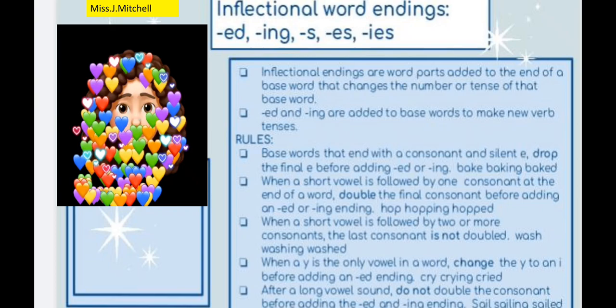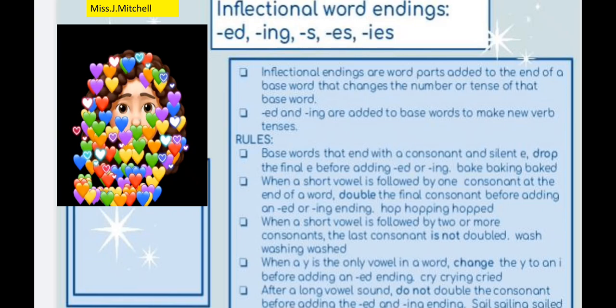Rule 2. When a short vowel is followed by one consonant at the end of a word, double the final consonant before adding an ed or ing. Example, the verb hop. You would have to double the final consonant, which is P, and it is spelled hopping. When the ed is added, you also double the final consonant, and it is spelled hopped.